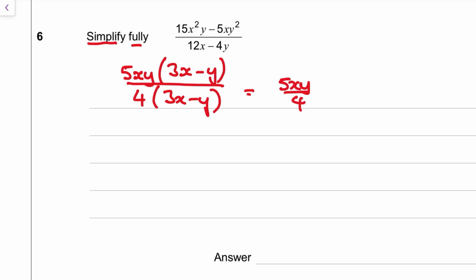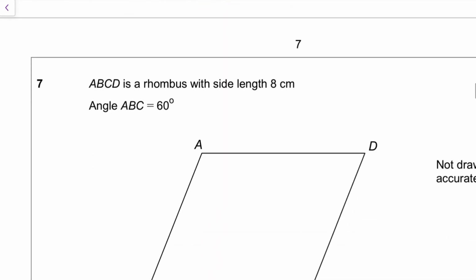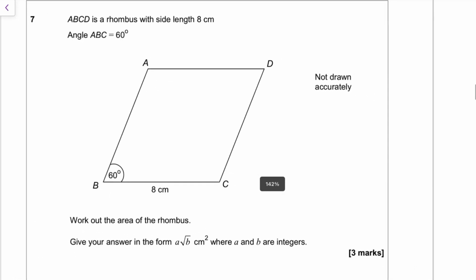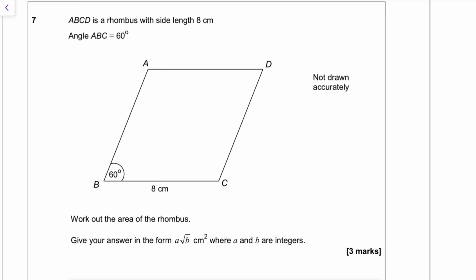I'm pausing because there's only really one step there. Normally there's a bit more to do. But anyway, happy with that, 5xy over 4. Or 5/4 xy, I think will be fine as well. Next question. Oh God, what do we have here? ABCD is a rhombus, right? Rhombus means all the sides are the same.